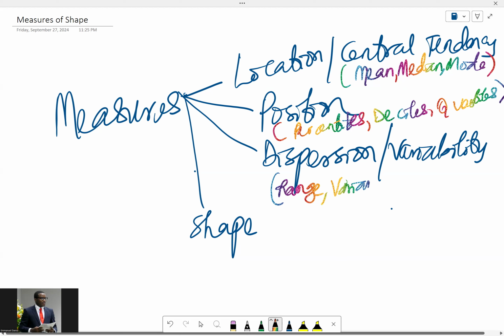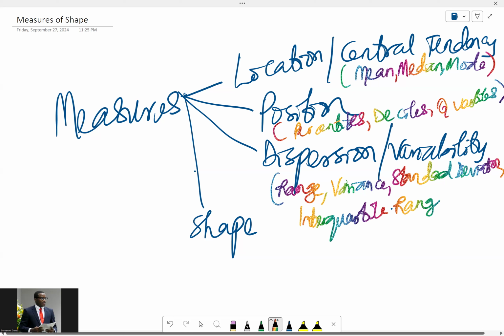variance, standard deviation, and interquartile range, IQR. And from there, we saw how interquartile range can help us identify outliers in the data set.